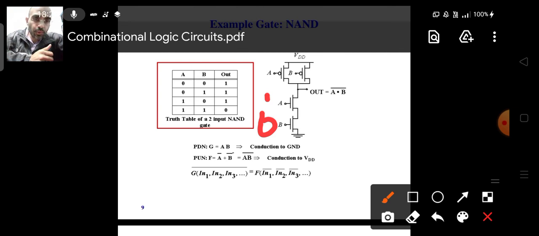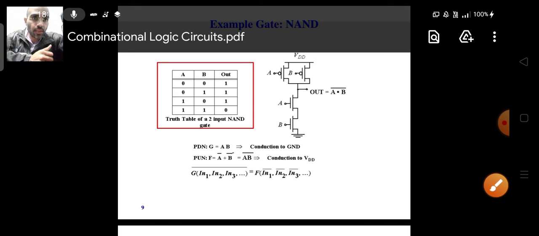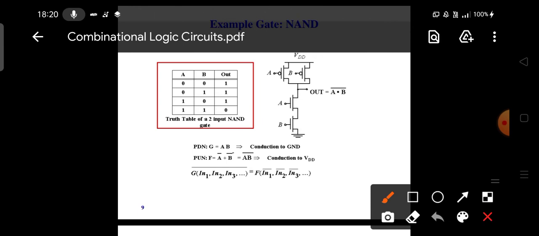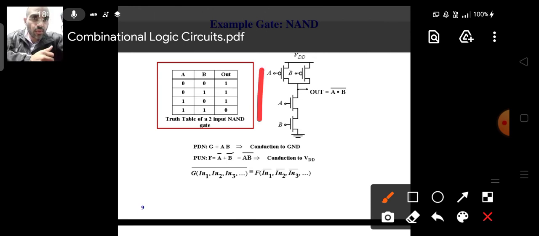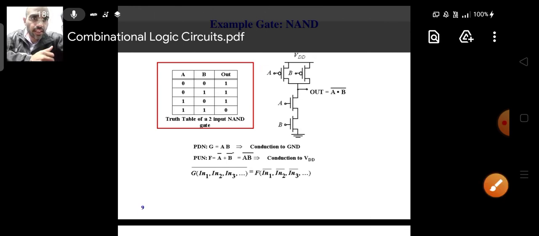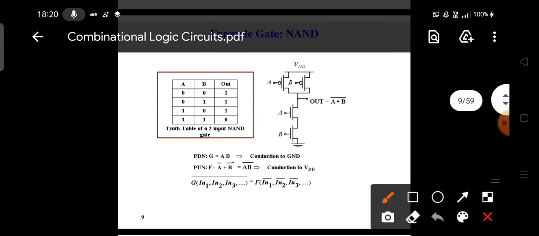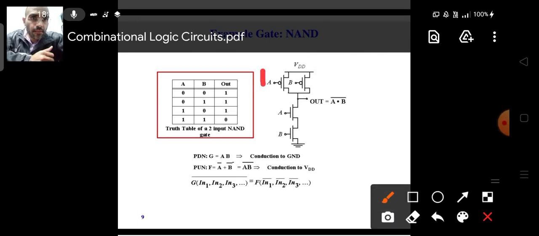Now I will analyze the pull-up network. When you have made both the inputs 1, what happens? Both the PMOSs are not working, so they are in the cutoff region. If both of them are cut off, then obviously the output is not connected to VDD, and it is connected to the ground.